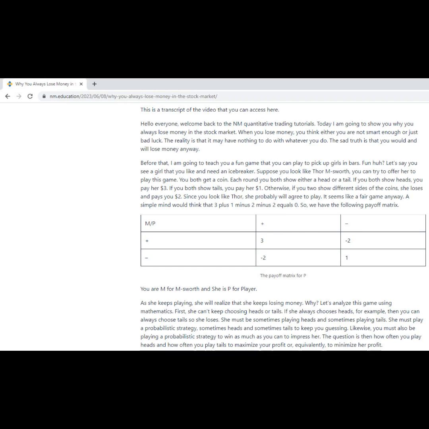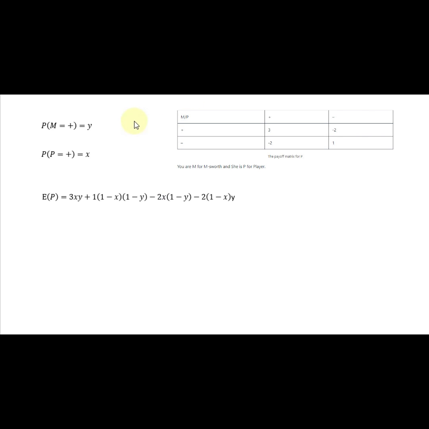The question is then how often you play heads and how often you play tails to maximize your profit or, equivalently, to minimize her profit. Let Y be the probability that you play heads and X the probability that she plays heads. In terms of our payoff table, the probability of M equals plus is Y. The probability of P equals plus is X.